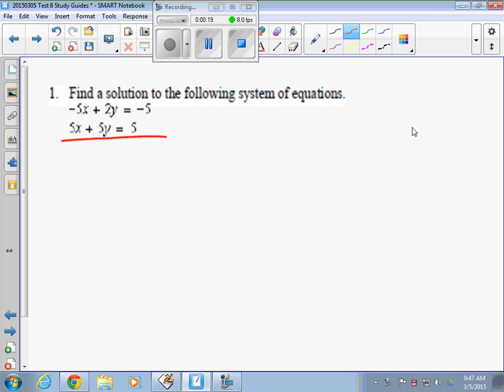So combine them. When you combine those two, you get no more x's. 2y and 5y gives you +7y. And 5 and -5 gives you 0 right there. To get y by itself, divide by 7 on both sides. 0 divided by anything is 0.